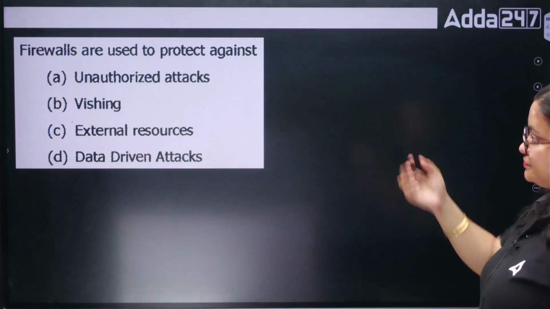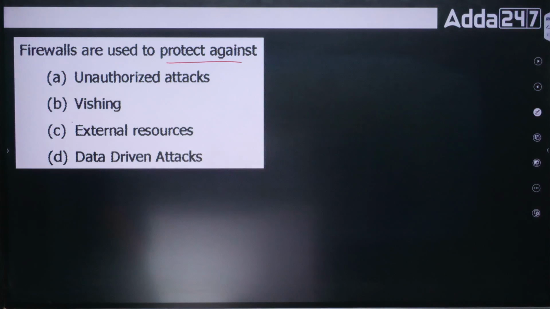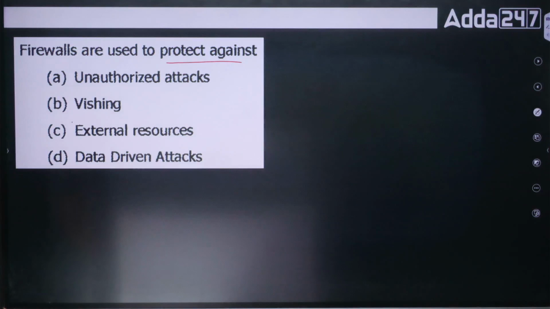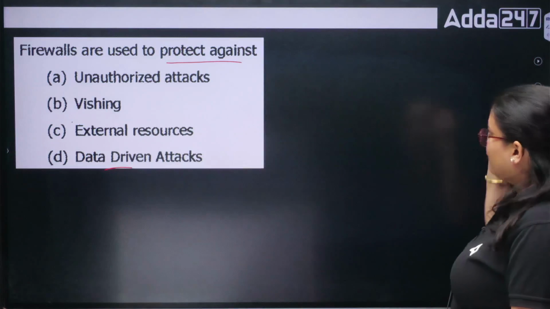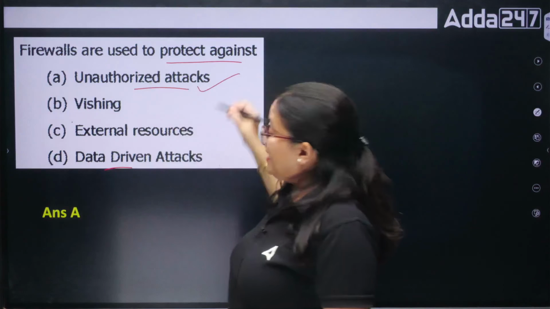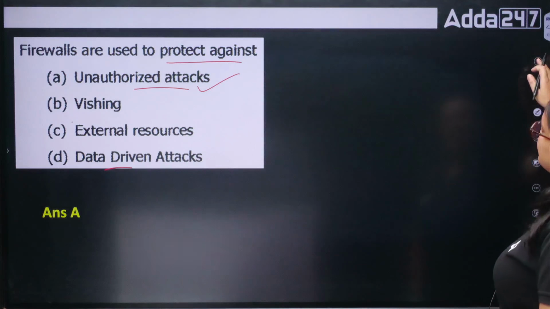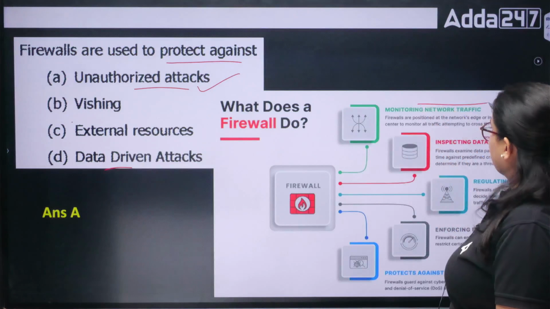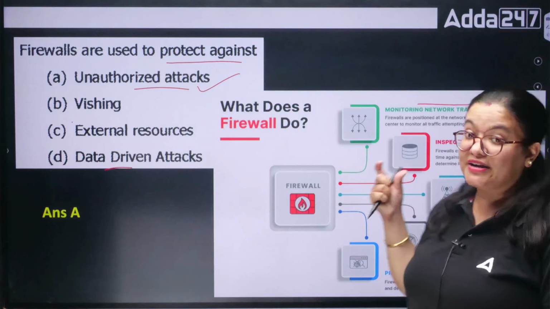Okay, next question. Firewalls are used to protect against what? As I have mentioned, firewall questions are very common in your exam. Why do we use a firewall? Is it for unauthorized attacks, phishing, external resources, or data-driven attacks? When we talk about using firewalls, we usually use them to prevent unauthorized attacks when we are working in a business, a private office, or a government office. You can see these uses: monitoring network traffic, inspecting data packets, regulating traffic, enforcing rules, protecting against external threats. So these are some of the important uses of a firewall.